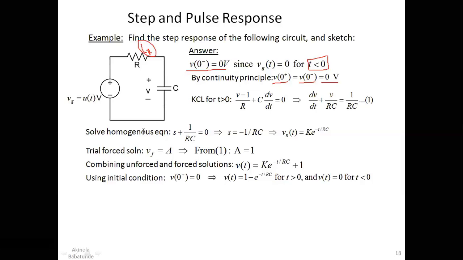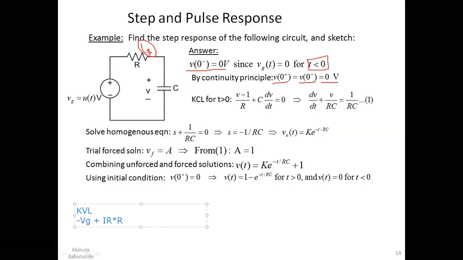Okay, so first thing you want to do is apply KVL. If you apply KVL, what would you have here? You would have minus VG, if you still remember our KVL, plus VR, and VR would be the same thing as IR multiplied by R. So plus IR multiplied by R.